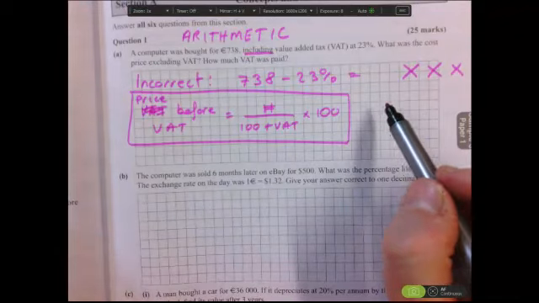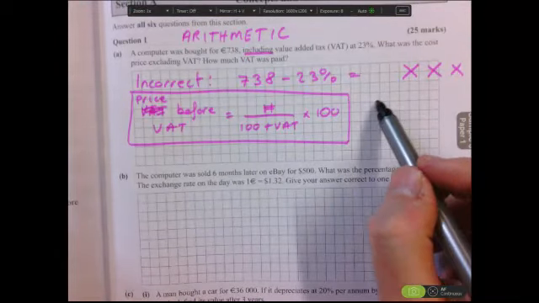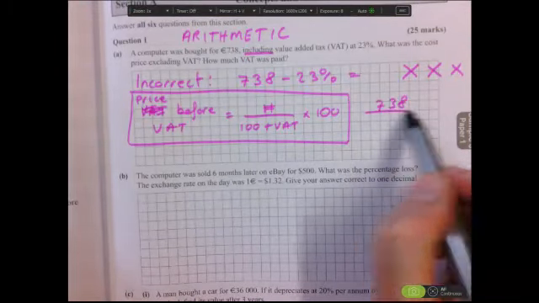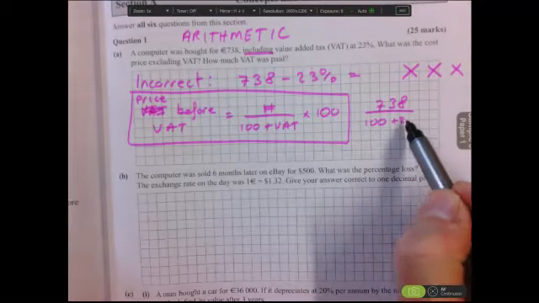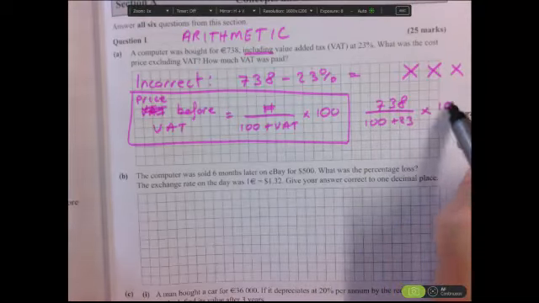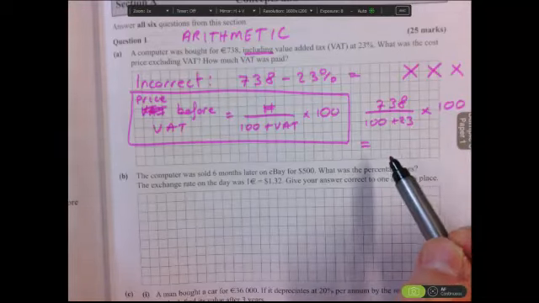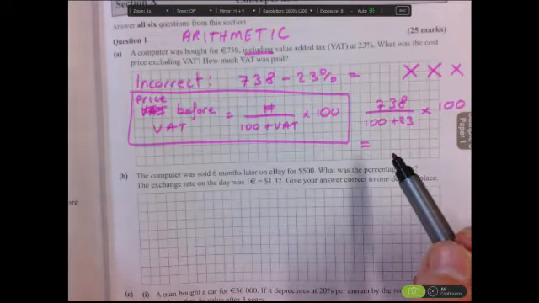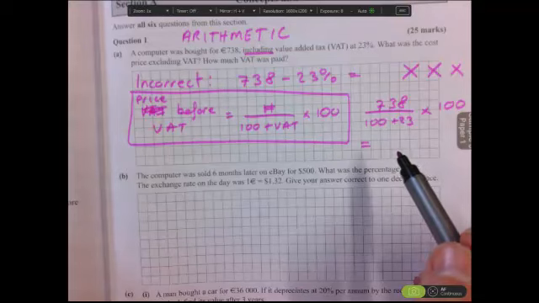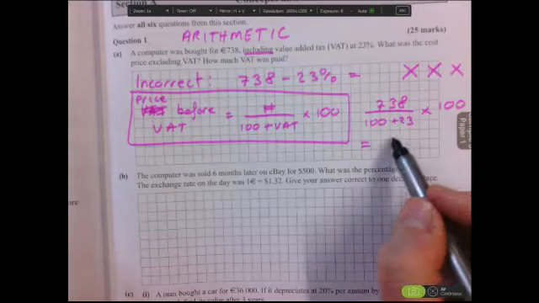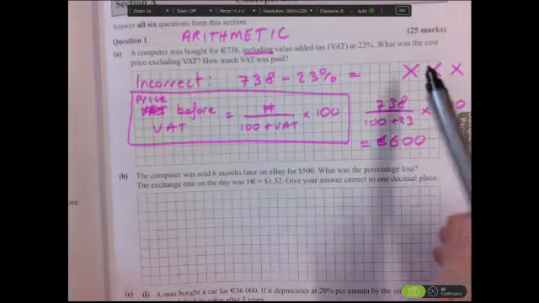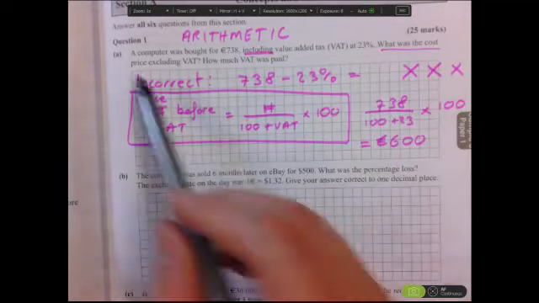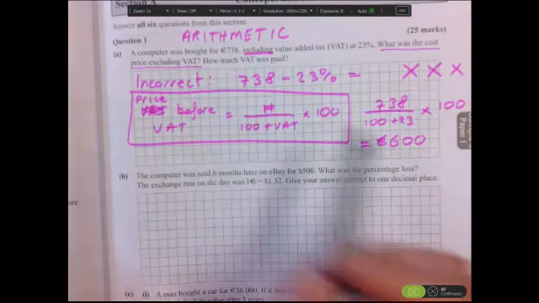So let's use it. So the price before the VAT, the number 738 divided by 100 plus the VAT, which is 23, all times 100. When you pop that into your calculators, you're going to get 600. So that answers the first part of the question, what was the cost price excluding the VAT.